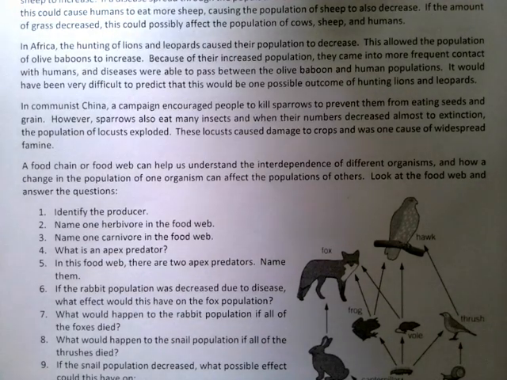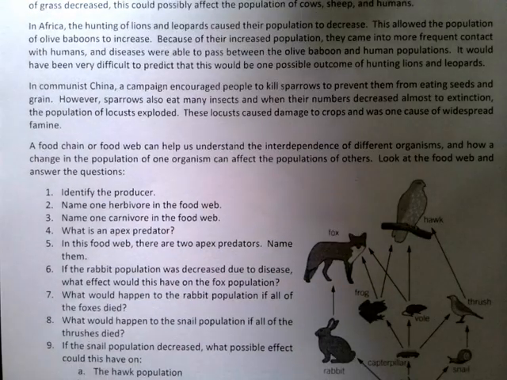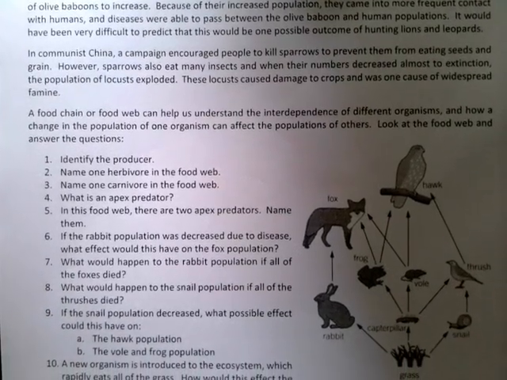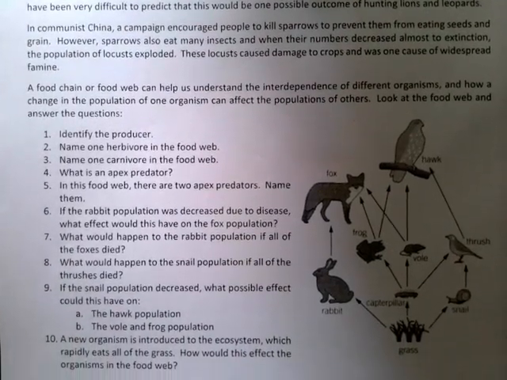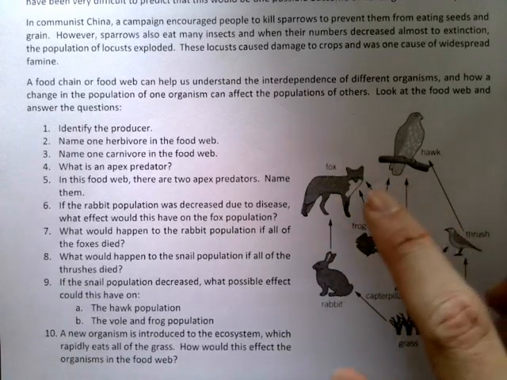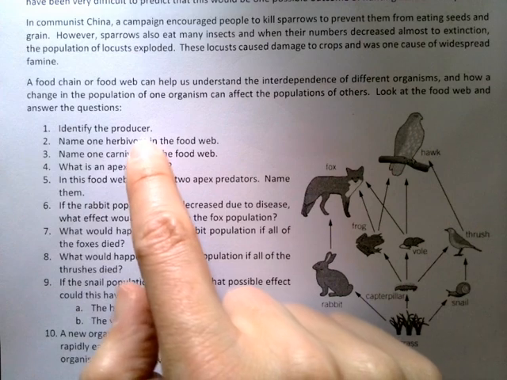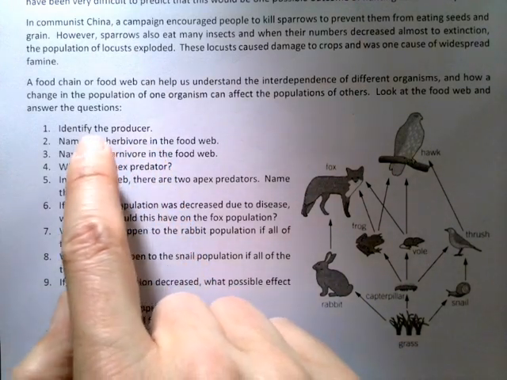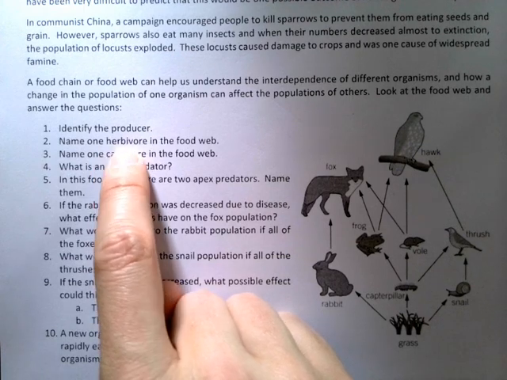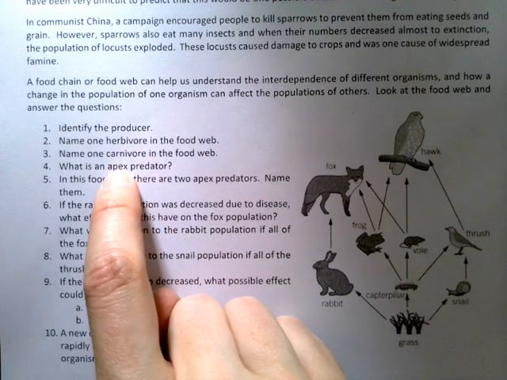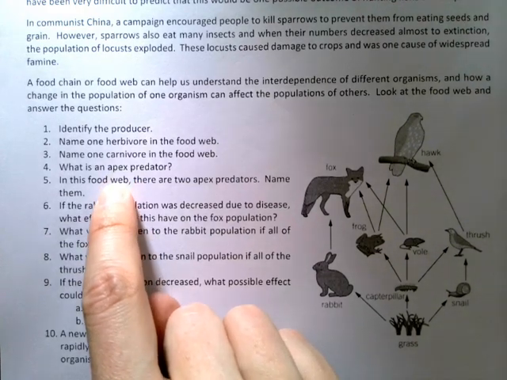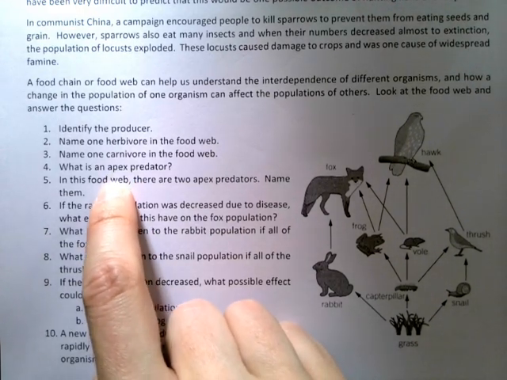Look at the food web and answer the questions. Okay, so what we have now is 10 questions. All right, so using this food web here, you need to answer these 10 questions. Now, the first few are just revision questions, aren't they? Identify the producer, easy. Name one herbivore, easy. Name one carnivore, easy. What is an apex predator? Okay, easy. I've just mentioned that in this video, or the last video. You'll be able to figure it out.